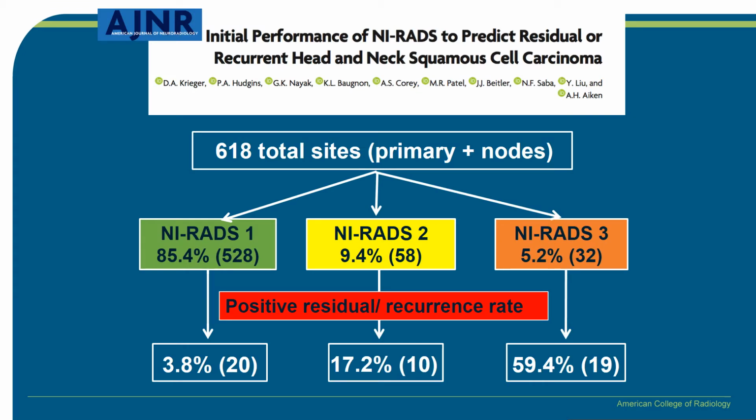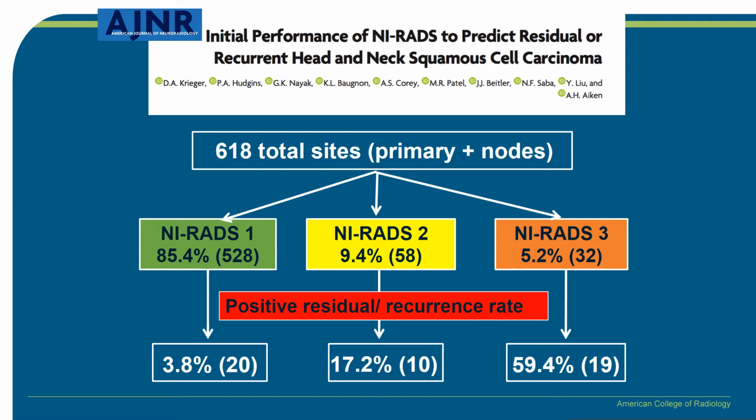Here's a very early paper on the initial performance of NI-RADS to predict recurrent head and neck cancer, and I think this is a great framework. You can see that we had 618 total sites. We scored NI-RADS 1 in the majority, so 85%, and even out to 2 years, these had a low rate of residual disease, 3.8%. NI-RADS category 2, we only scored this 9% of the time, so we only brought patients back for earlier follow-up in 9%, but that is warranted because you can see they have a higher rate of positive disease. 17% of those were positive.